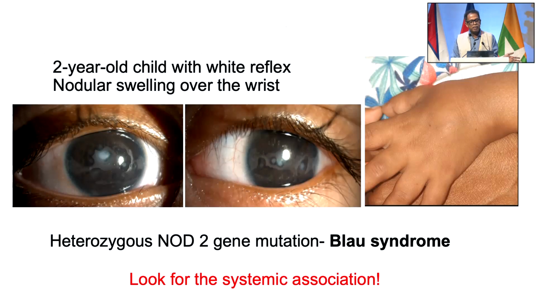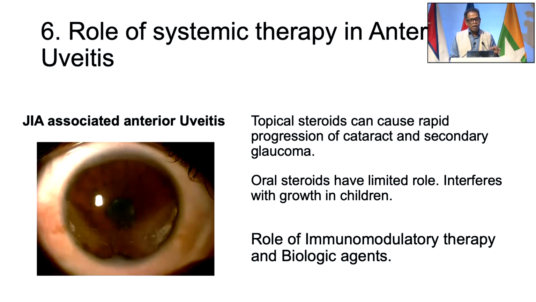See here, this is a 2-year-old child with white reflex, again presented when the child developed cataract. Then the parents sought the ophthalmologist's opinion, and you can see that there is a nodular swelling over the wrist. When we subjected this to the heterozygous NOD2 gene mutation testing, it was found to be positive. So these are the variants which can mimic JIA, but these are actually Blau syndrome we are dealing with. So you have to look for this systemic association while dealing with that.